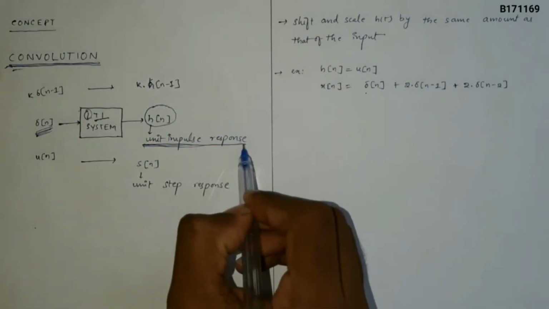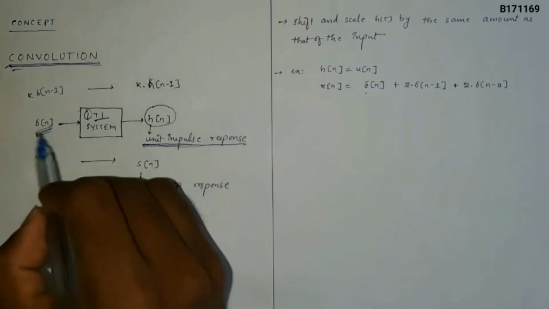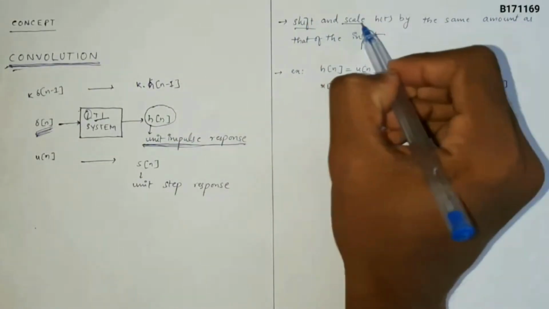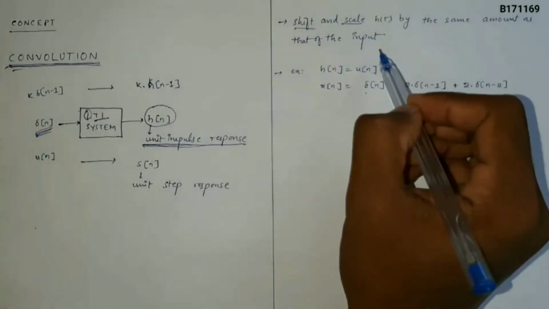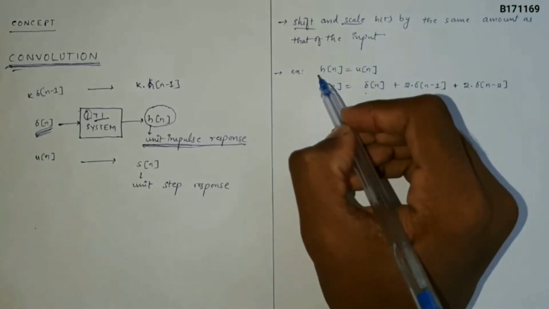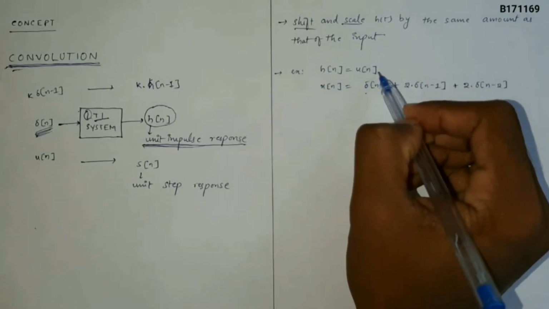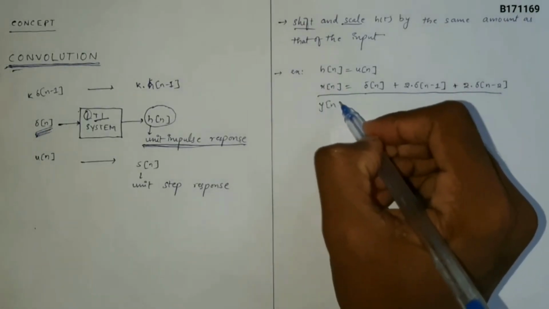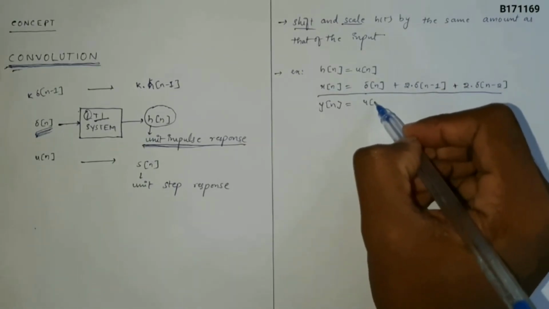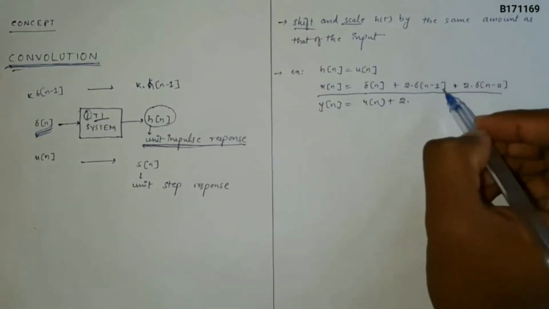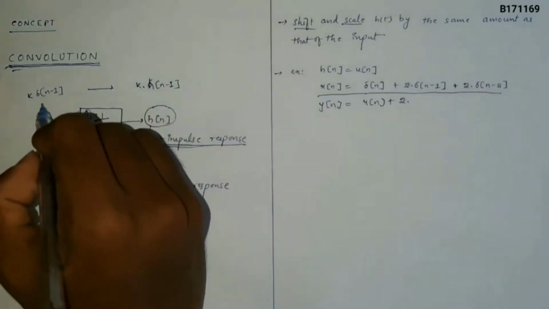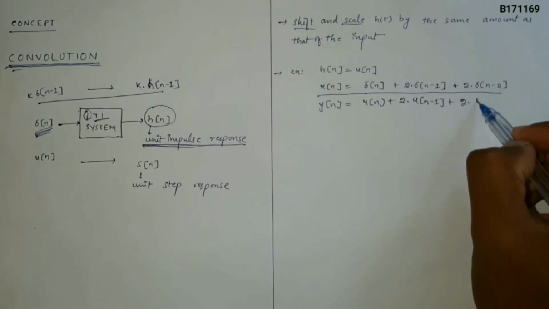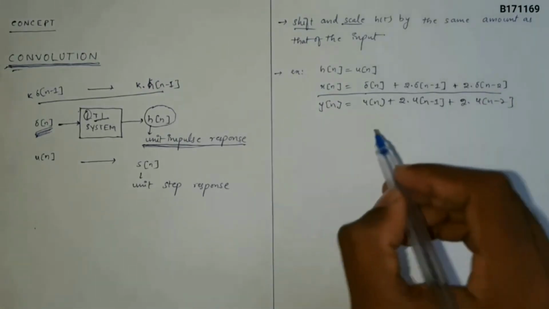By knowing this unit impulse response, you can construct the output to any input given to this LTI system. But how? This is simple. Just shift and scale h of t by the same amount as that of the input. For example, consider an LTI system for which h of n is equal to u of n and some random input x of n as here. Therefore, y of n is: del of n becomes u of n, plus 2 multiplied by del of n minus 1 becomes u of n minus 1 as stated here, plus del of n minus 2 becomes u of n minus 2. So this is the output.